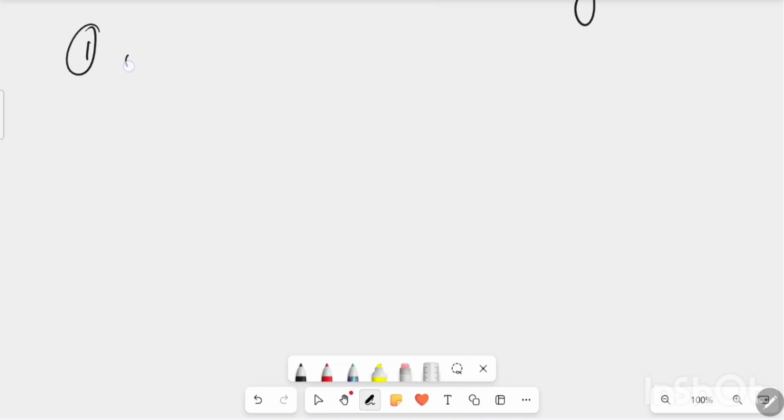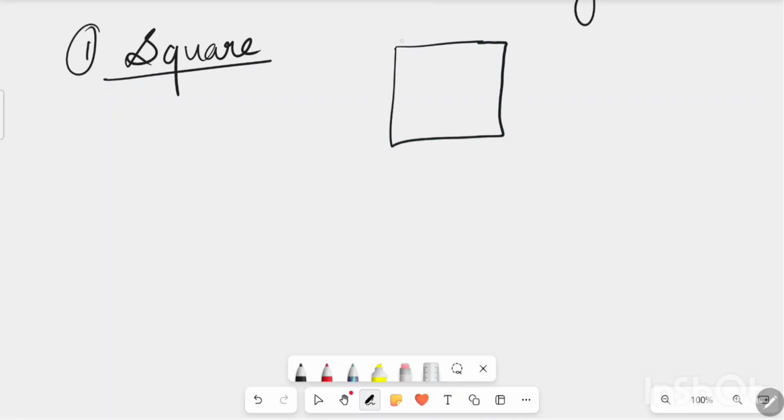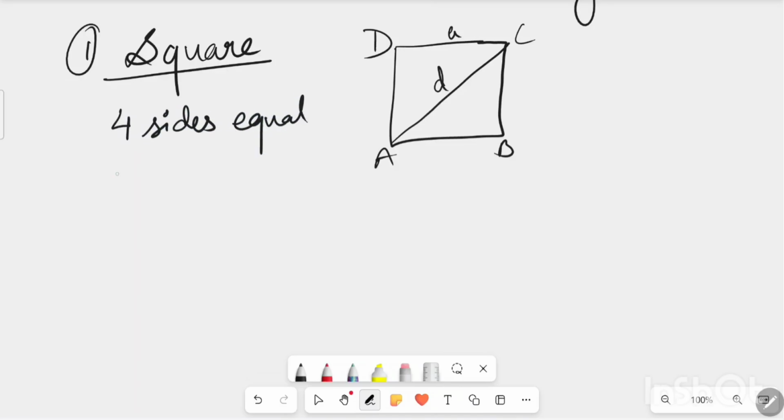First is square. Square ABCD, with its diagonal. A square is a parallelogram with all four sides equal and each angle equal to 90 degrees.